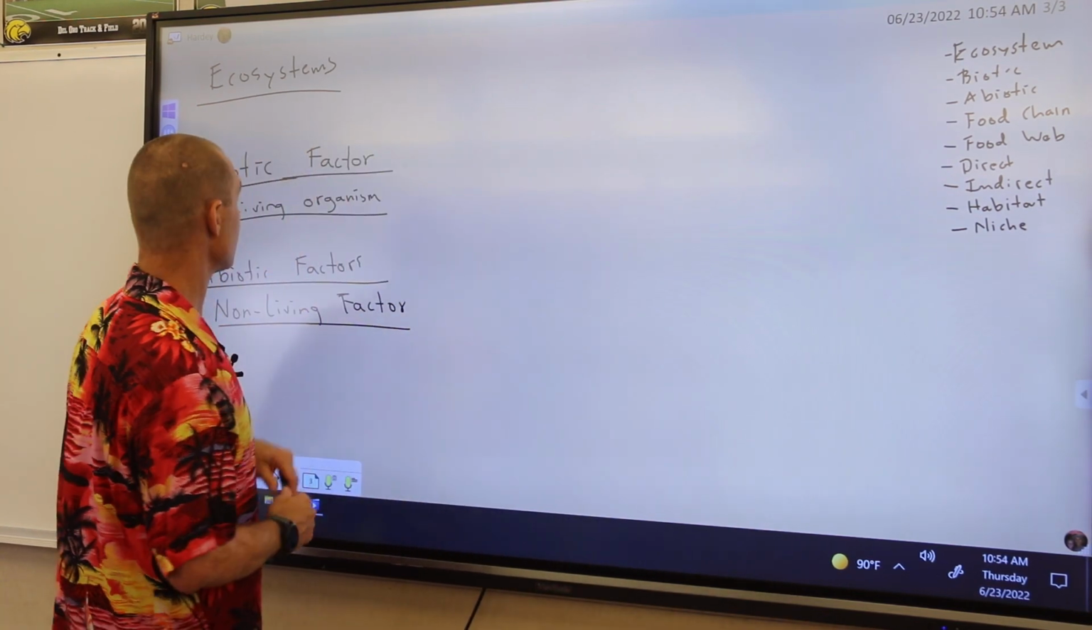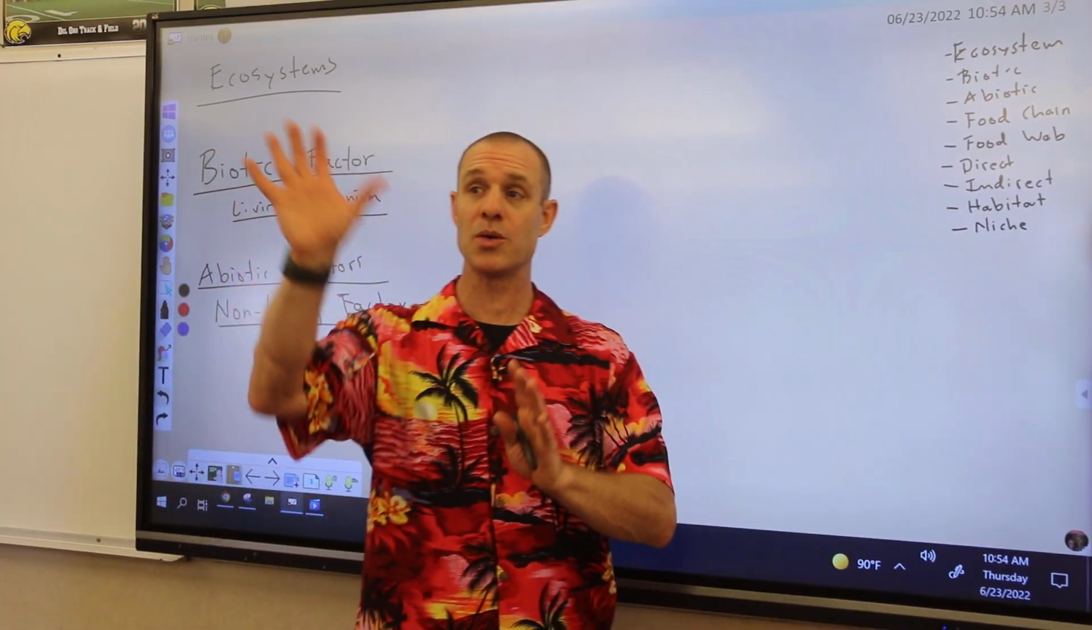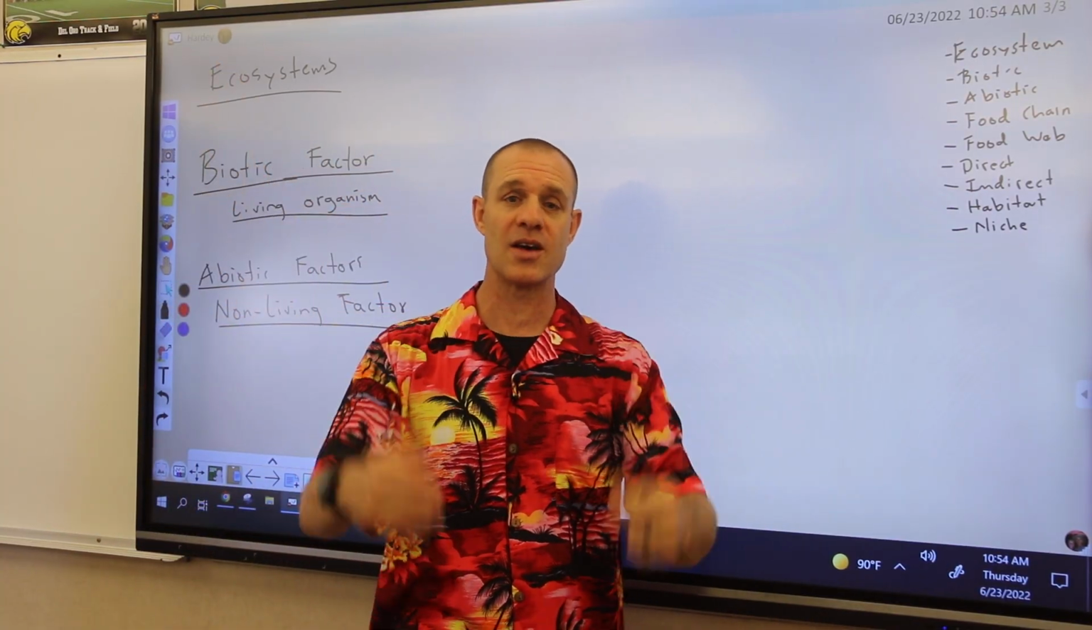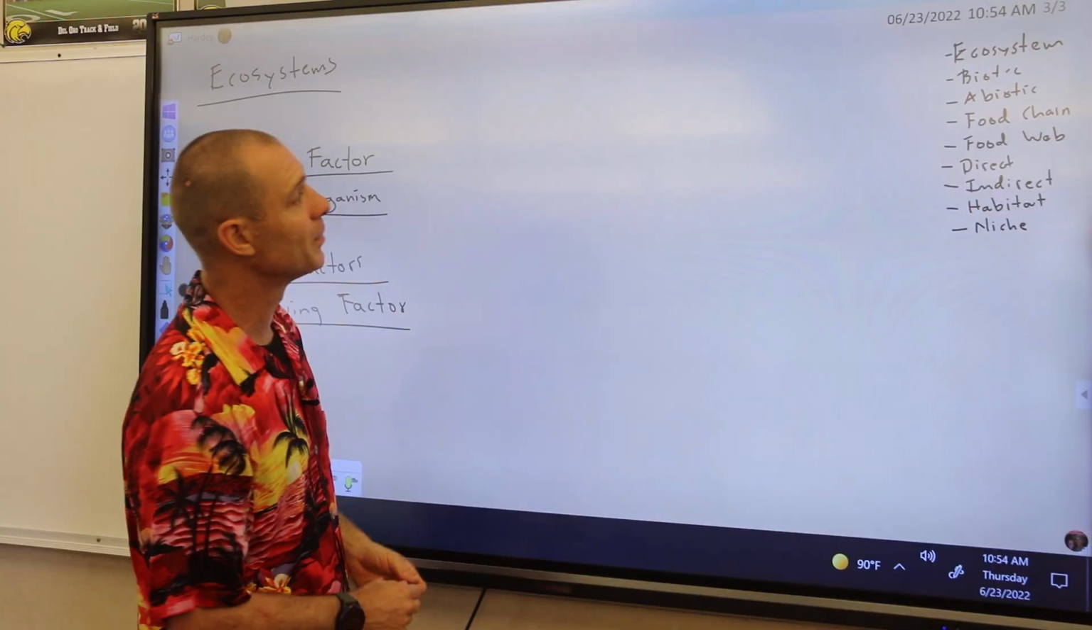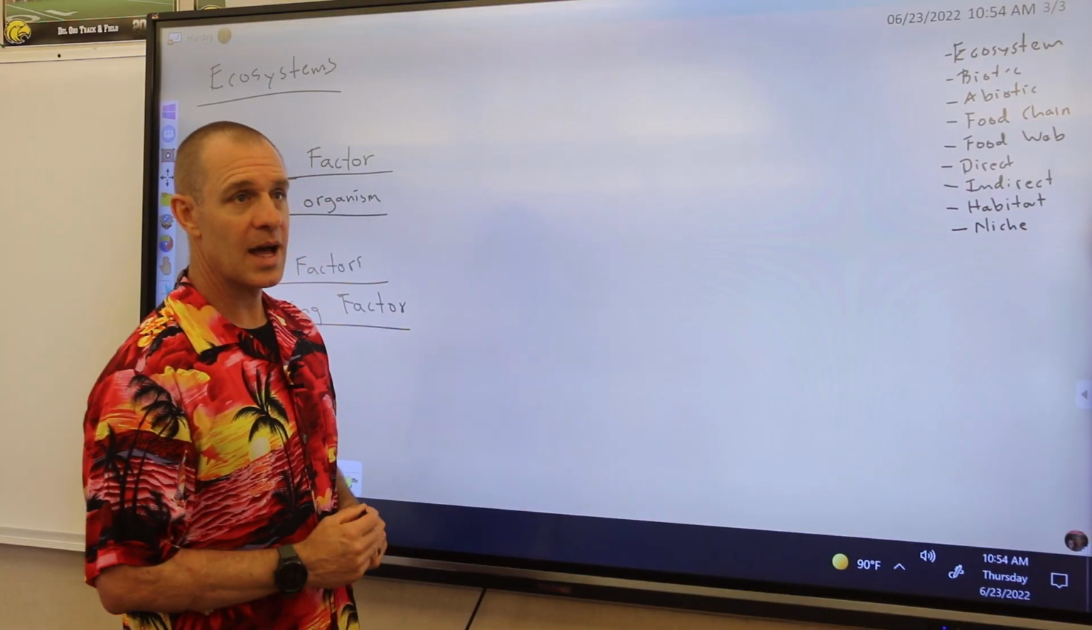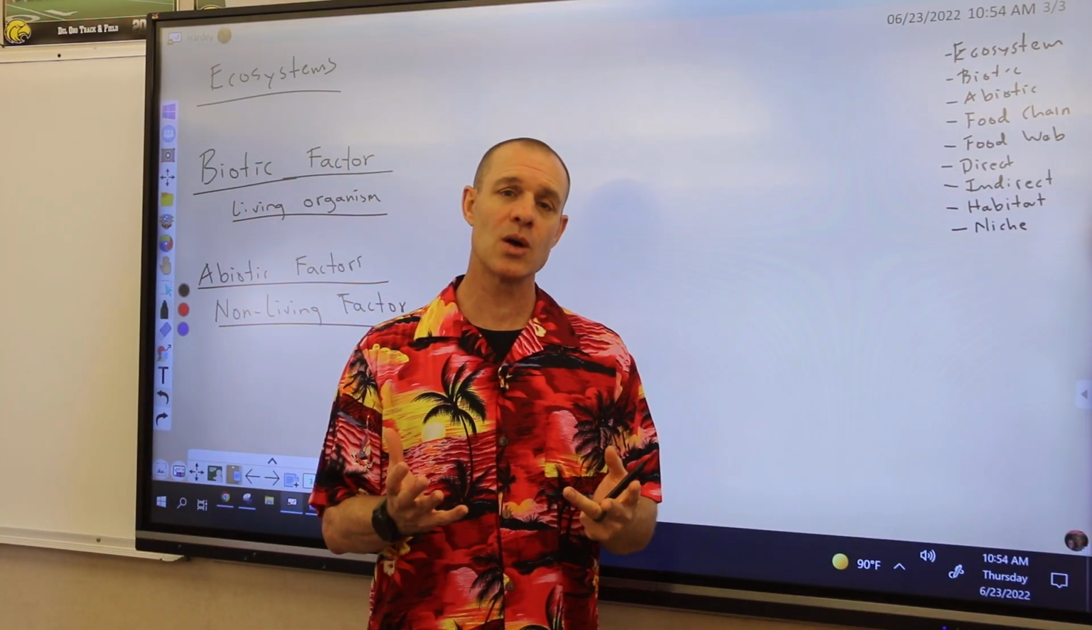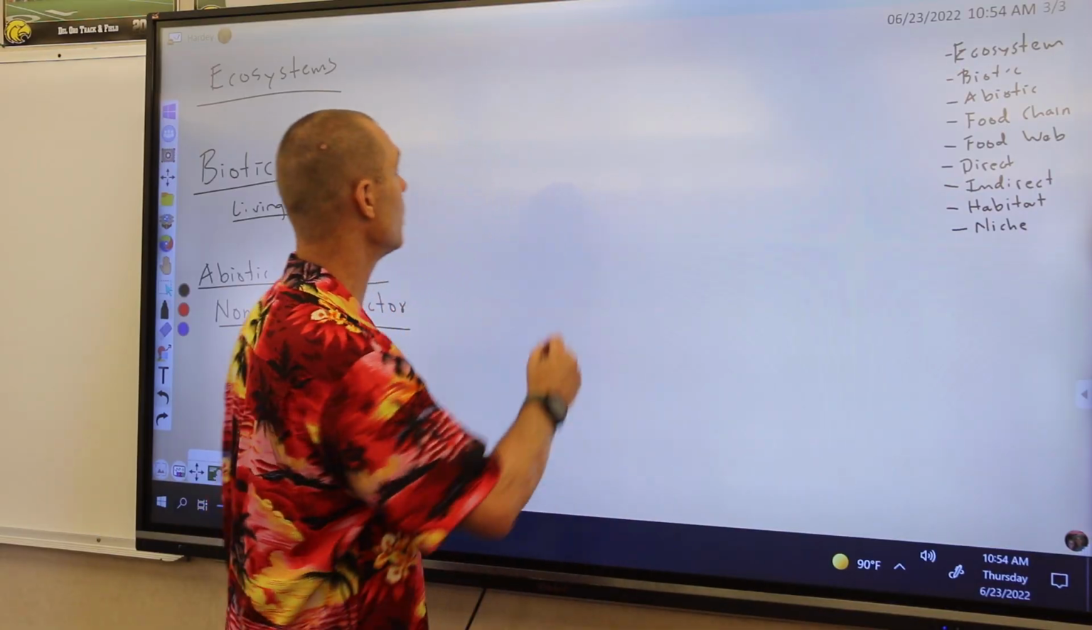So those are the abiotic factors, and ecosystems represent both non-living and living factors and how they all influence a particular area. So next step would be, how do we measure energy? There we're looking at food chains and food webs.